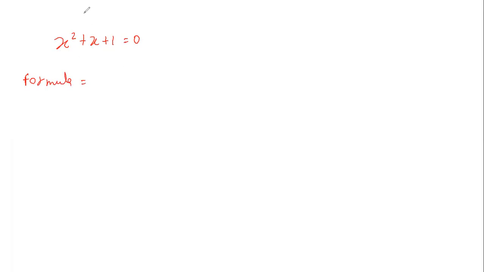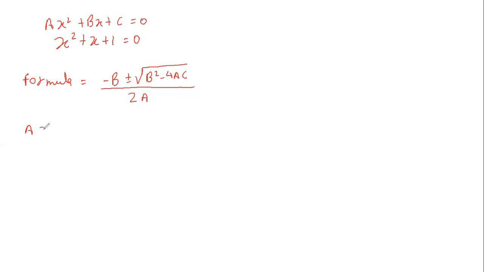Now I'll write the general equation on the top, which is ax square plus bx plus c is equal to 0. Now if I want to directly figure out the roots, I can use the formula, which is minus b plus minus under root b square minus 4ac over 2a. That's a direct formula where a, b, c represent the coefficients of x square, x and the constant respectively. Now if you notice, the value of a here is 1, the value of b is also 1, and the value of c is also 1.